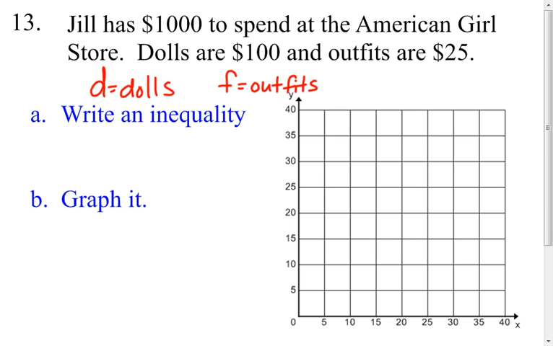Okay? So basically, this is what's going to happen. The way she spends money is this. Every time she buys a doll, she will spend $100. So it's going to look like this: 100 for every doll, plus $25 for every outfit. And when she combines that money, the dolls and the outfits, that quantity better be less than or equal to $1,000 because all she has is $1,000 to spend.